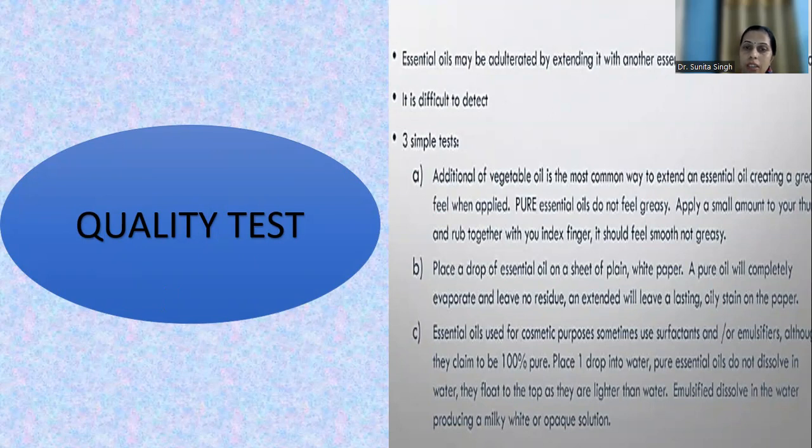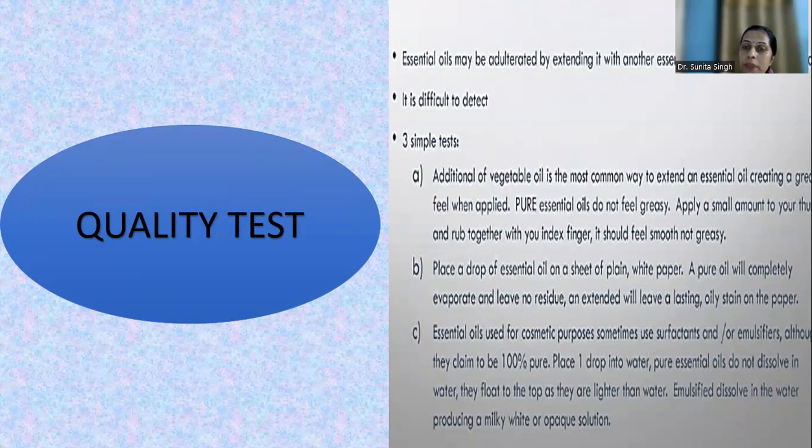And the basic character, which is helpful in their quality test also: when we put a drop of essential oil on a sheet of plain white paper, a pure oil will completely evaporate and leave no residue, whereas an extended oil will leave a lasting oily stain on the paper. So it is so volatile that it evaporates. But in case of fixed oil, this is not the case.